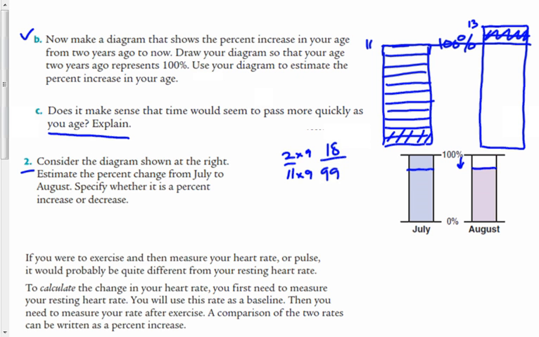So I'm going to just try and split this up into sections that are about that size. And it looks to me like this space here is about 1/5 of this 100%. So if I split that up, that'd be 20, 40, 60, 80, 100. So this little part is about, it looks like we're losing about 20% of our original amount. So about a 20% decrease.